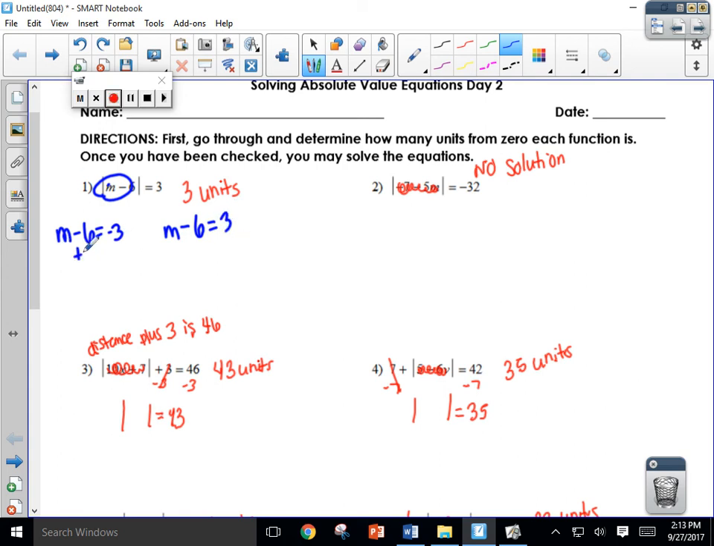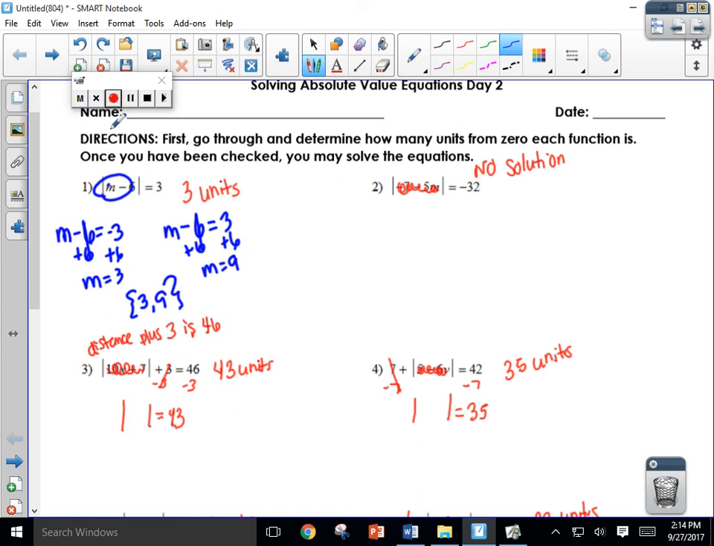So if I was to solve this, I would add 6, m is equal to 3, add 6, m is equal to 9. So my answers for m could be 3 or 9, and you can put it in whatever order you want to. This one I don't even have to solve because the distance was negative, so it's no solution.